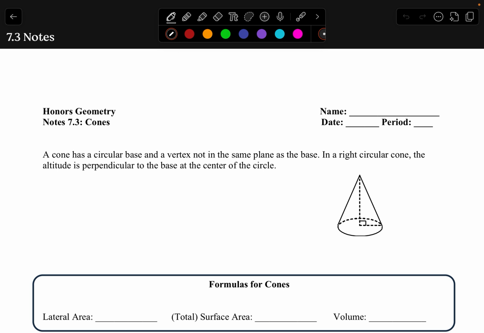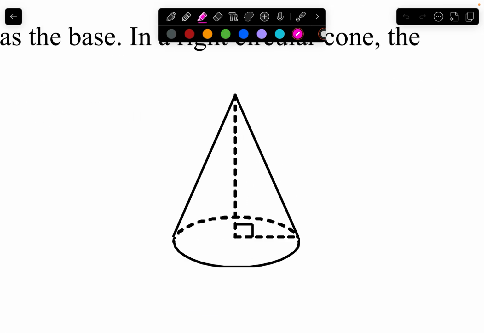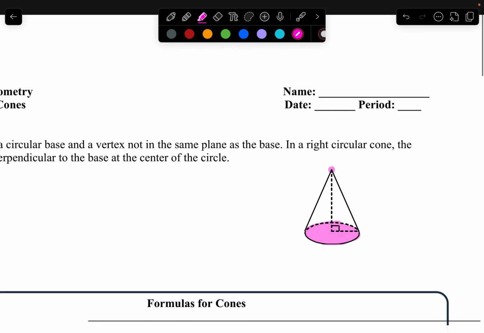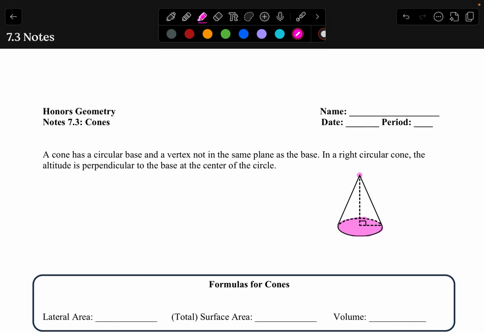plane as the base. So what they're talking about here is this is your base. This is your base, okay? And then you have a vertex, which is not in the same plane as the base. In a right circular cone, the altitude is perpendicular to the base at the center of the circle, which is what you see over here in this picture. Okay, I want to say that all of the cones that we do are going to be right circular cones, but I could just have lied to you, but I want to say that pretty much every cone we talk about in here is going to be a right circular cone.